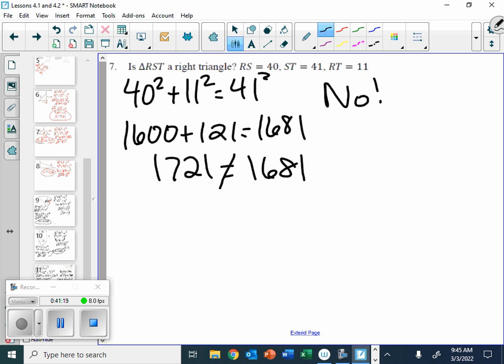So no, not a right triangle. And if you were asked to explain, you would say, since a squared plus b squared does not equal c squared, there's no way this can be a right triangle. It can be a triangle, but it just can't be a right triangle. Okay? And that is all.